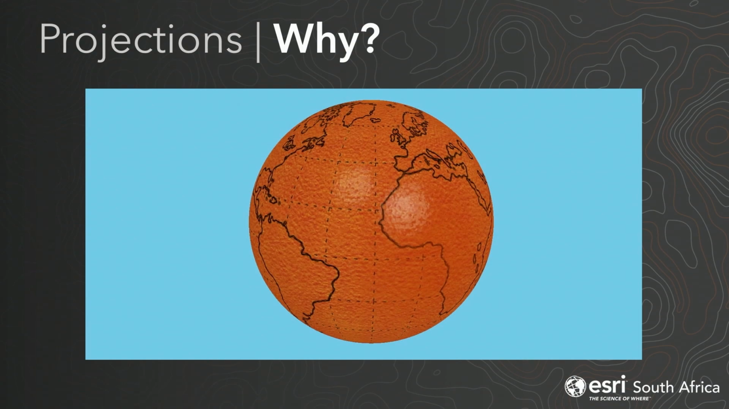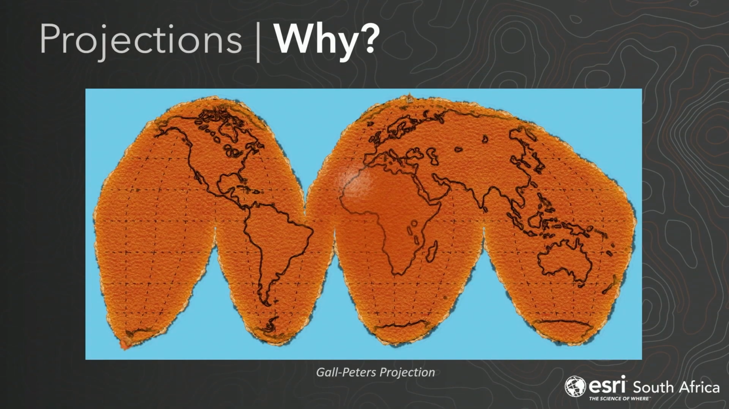So, the easiest way to explain projections is to take the proverbial orange and draw the earth on it, and say, how are we going to take this orange and flatten it, so that we can print it on a map or put it on a computer screen so that you can see things across hemispheres, or from the east to the west and north and south? So here's typically a Gall-Peters projection, which is how you would peel that orange if you could and try and flatten it to make the earth.